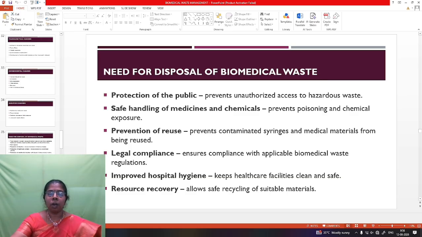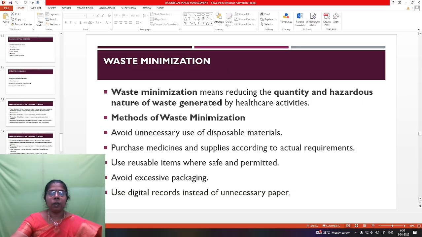And improved hospital hygiene: it keeps healthcare facilities clean and safe, because if there is waste it is unsafe. So we have to keep the healthcare facilities, for example the hospital, clean and safe. Resource recovery: it allows safe recycling of suitable materials. And the next one is waste minimization. Dumping the waste is not good, so we have to minimize the waste.